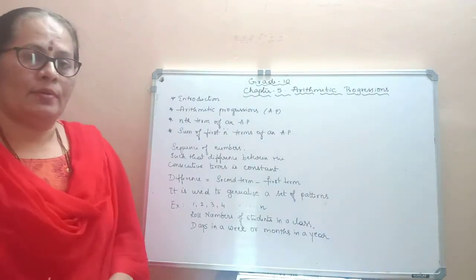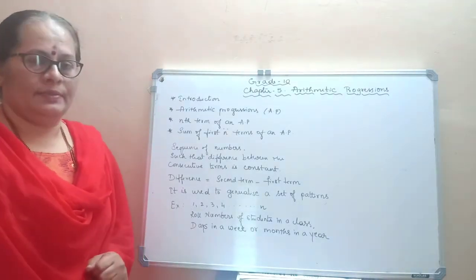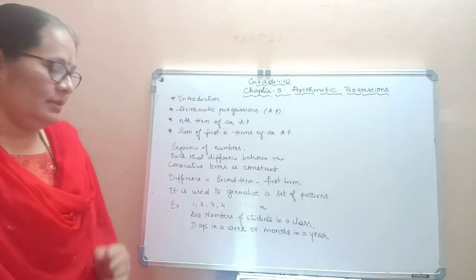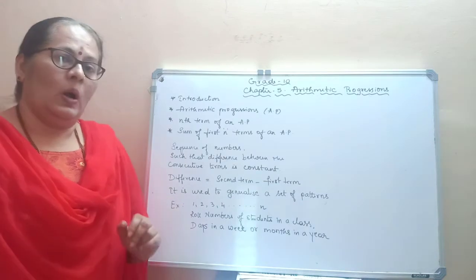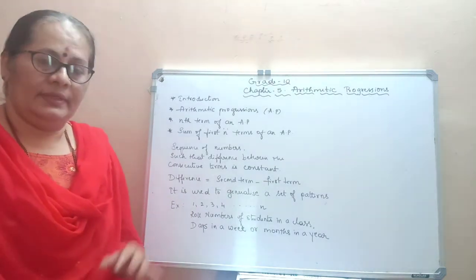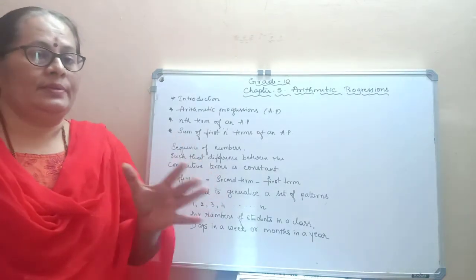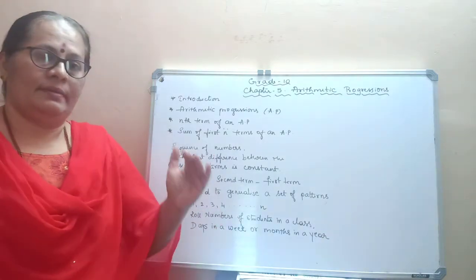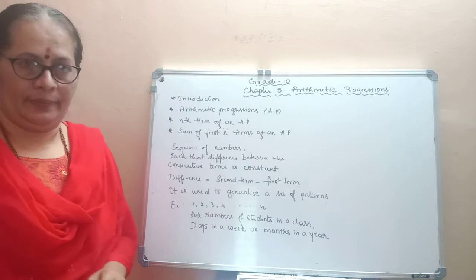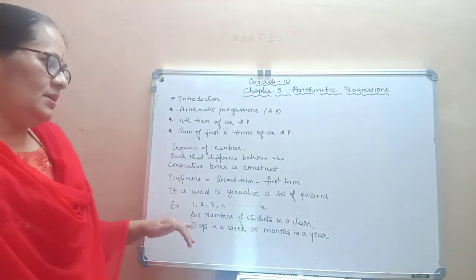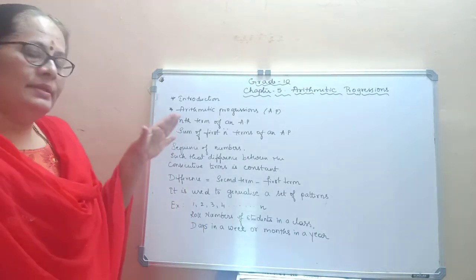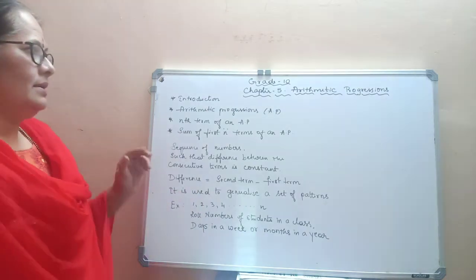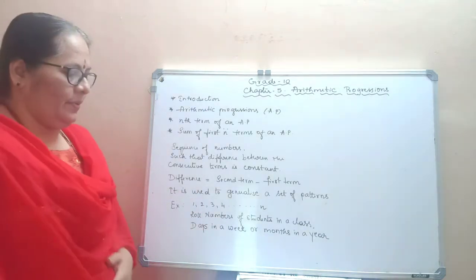Similarly, roll numbers of students in a class, 1, 2, 3, 4 up to 33. Then days in a week or months in a year. Days in a week: Sunday, Monday, Tuesday. It follows a certain pattern. Similarly, months: January, February, March up to December. So, these all come under sequence. There is a certain pattern. Today we are going to learn arithmetic progression.